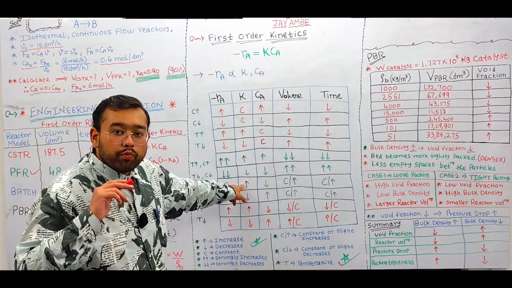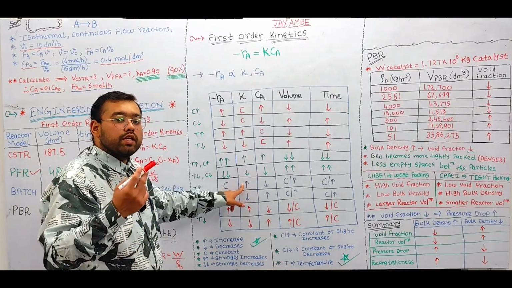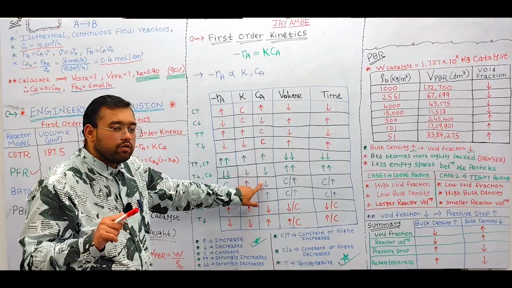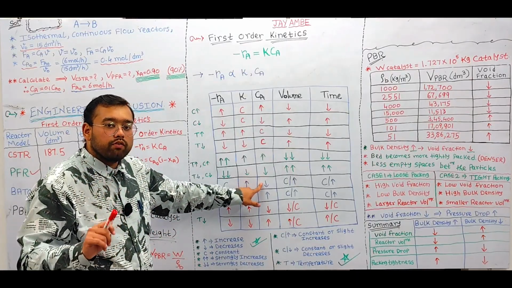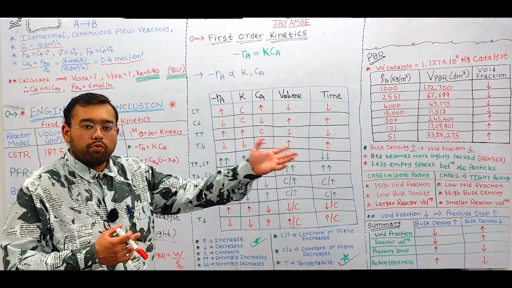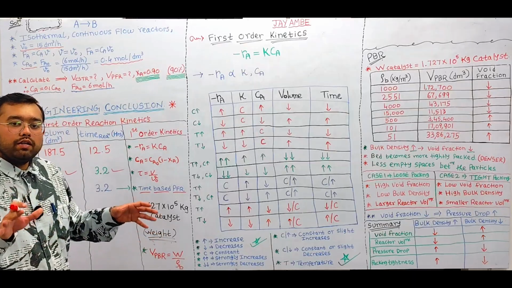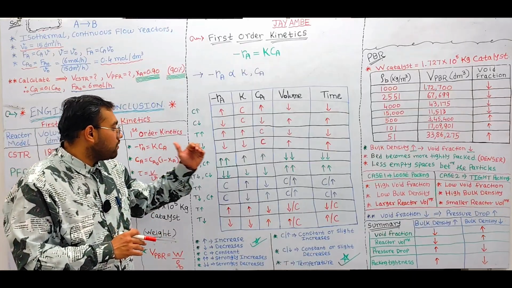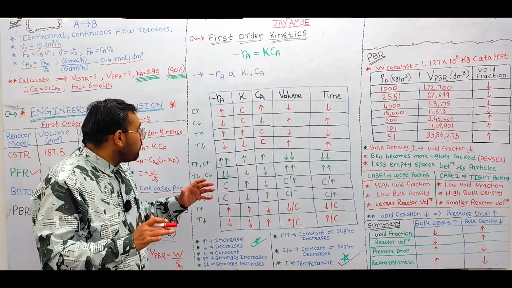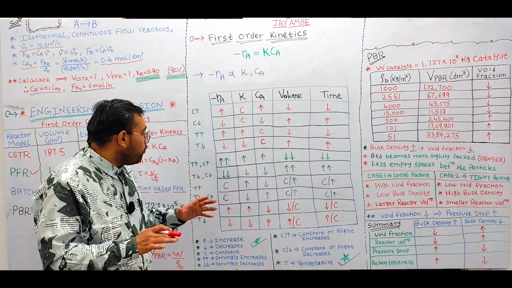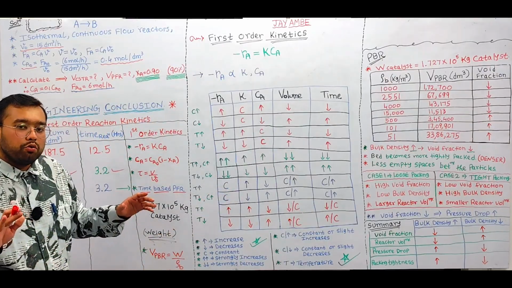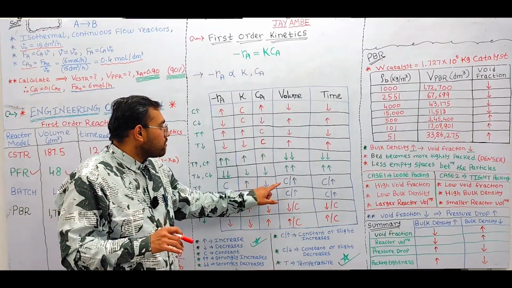So due to the increase in the temperature, the rate constant value increases, right? And simultaneously the concentration of the reactants is also decreasing, which means the reactants are getting consumed and transformed into the new product. So due to the simultaneous effect of the increase in the rate constant value and the decrease in the concentration, we will have a constant reaction rate.